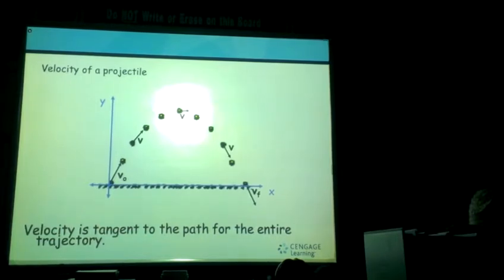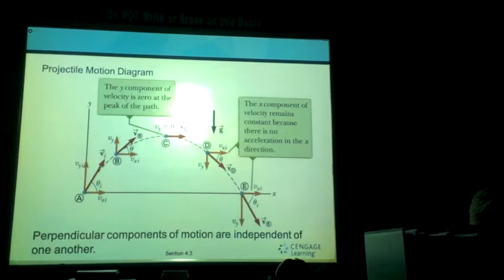So velocity is going to be tangent to the path for the entire trajectory. But this is overall velocity of a projectile. We can focus on the velocity in the X direction, and then the velocity in the Y direction, which I think we'll do pretty soon. Oh, we do. Okay, good. Let's talk about the X component to velocity, and then we'll also talk about the Y component to velocity, okay? Maybe let's focus on the Y component first, because I think that's just a little bit easier.